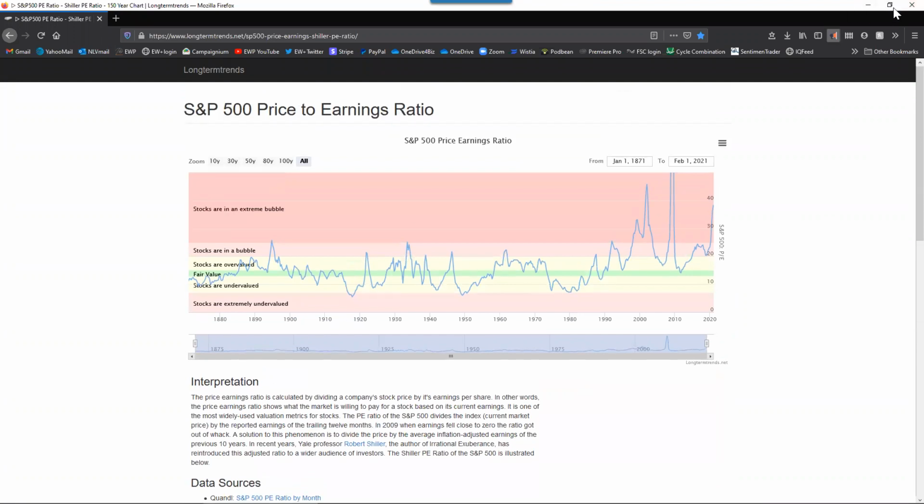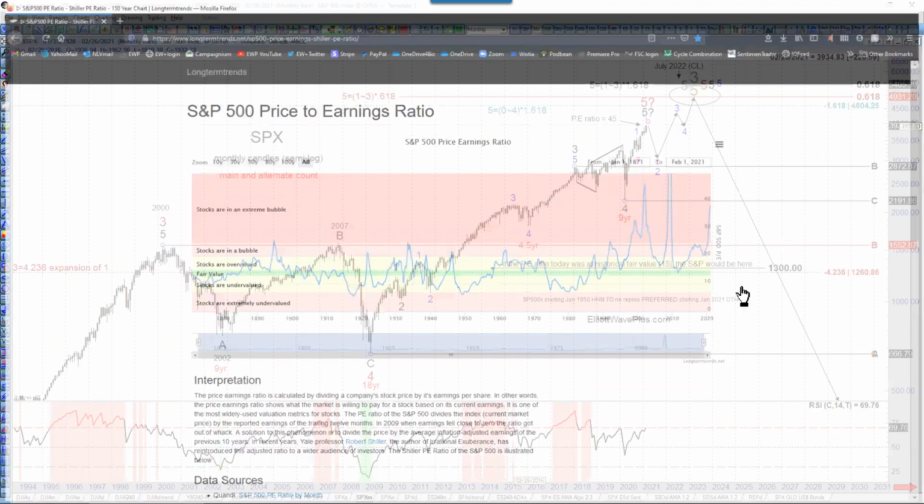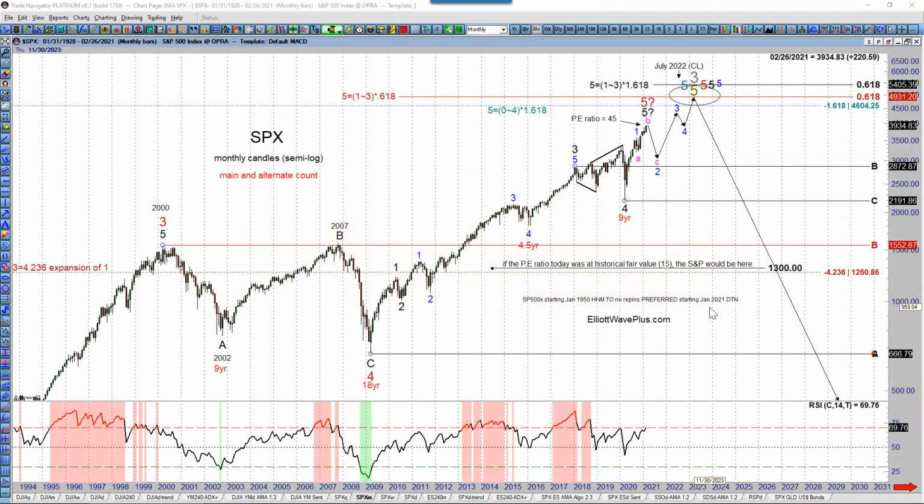So the reason I'm showing that is, and I wrote out an explanation for one of the subscribers, that it's hard to imagine the stock market would crash all the way back to when he was first investing in the early 80s, and that's also when I was first investing. But the P/E ratio today is 45.